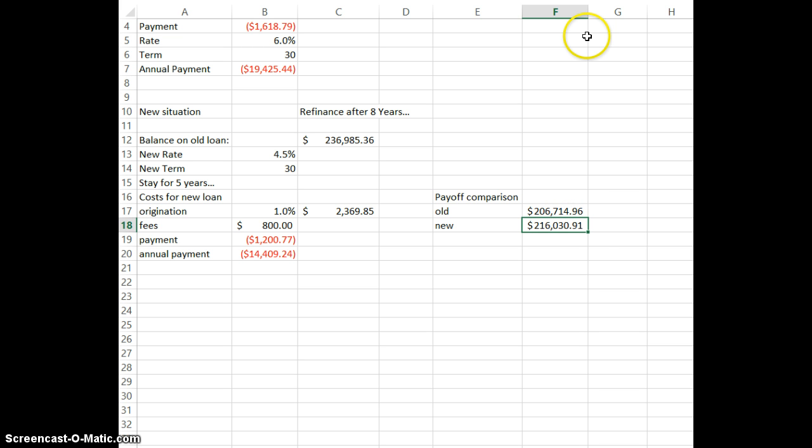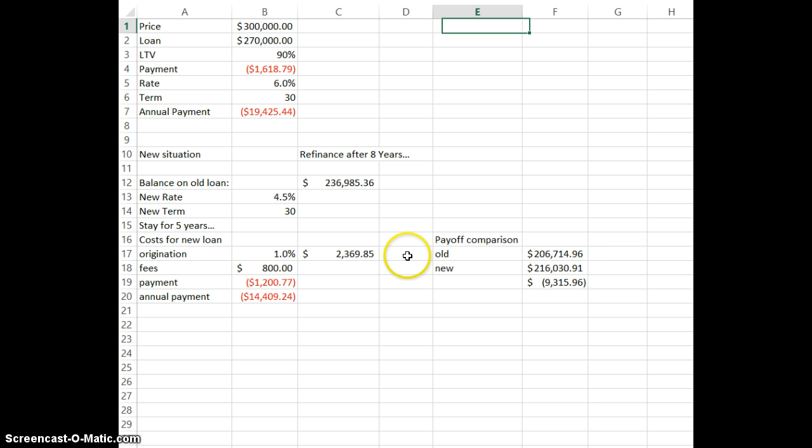So we can actually see here that our old loan, had we never refinanced, actually would be the better loan at the moment. So we're going to find the exact difference here. That's a difference of $9,300 between the old loan never being refinanced and our new loan being refinanced after 5 years. So what does this really tell us?